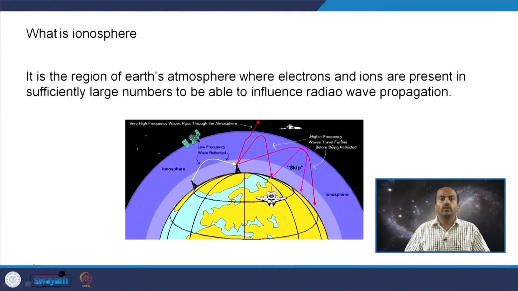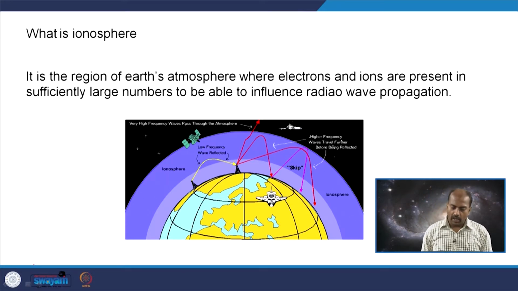Most importantly, let us understand the basic definition of the ionosphere. So, what is the ionosphere? The ionosphere can be precisely defined as the region of Earth's atmosphere where the electrons and ions are present in sufficiently large numbers to be able to influence radio wave communication. The sole purpose of Earth's ionosphere is that it acts as a reflecting layer, allowing propagation of radio wave signals or communication using radio wave signals beyond line of sight.